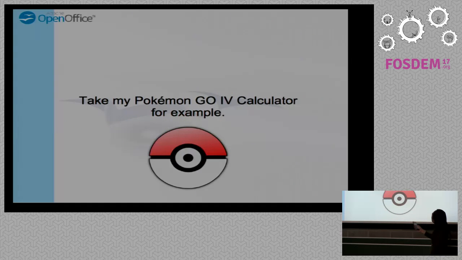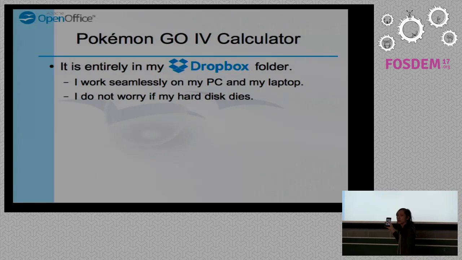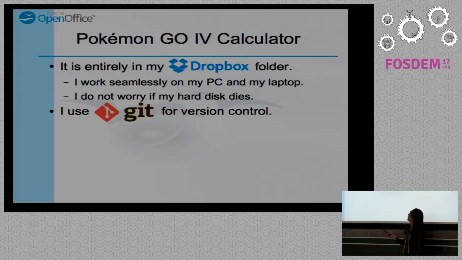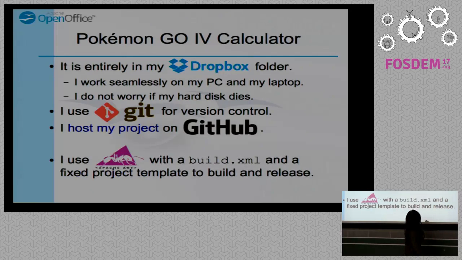And for example, my Pokemon Go IV calculator lives entirely in my Dropbox, so I can access it everywhere, in my home office, in my office PC, in my home PC, and in my laptop. And also, I don't have to worry about if my hard disk dies. It's still there. Also, I use Git for version control, and I host my project on GitHub. And also, I use Apache Ant. I choose Ant because Ant is cross-platform, and I choose Ant to build and release my project.